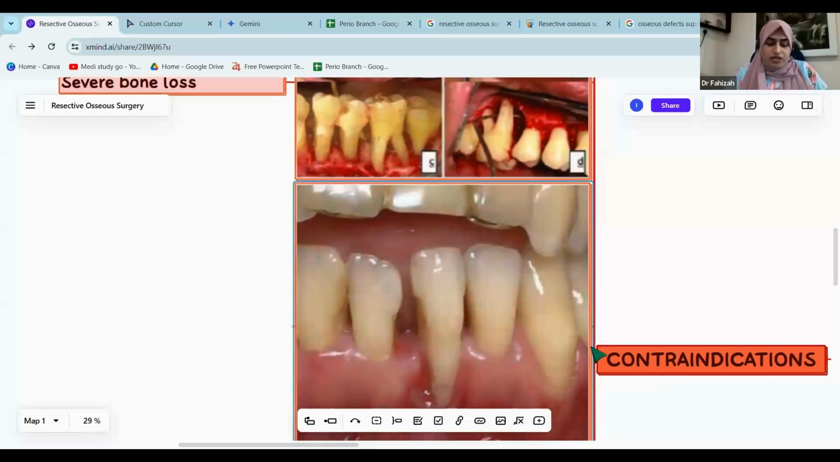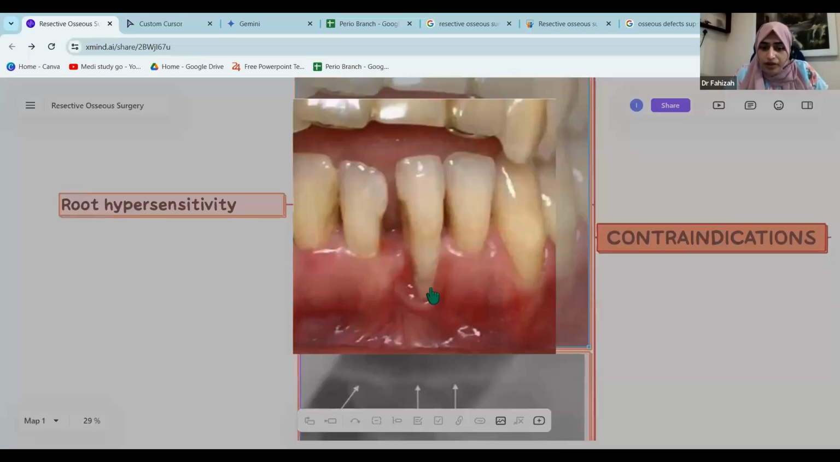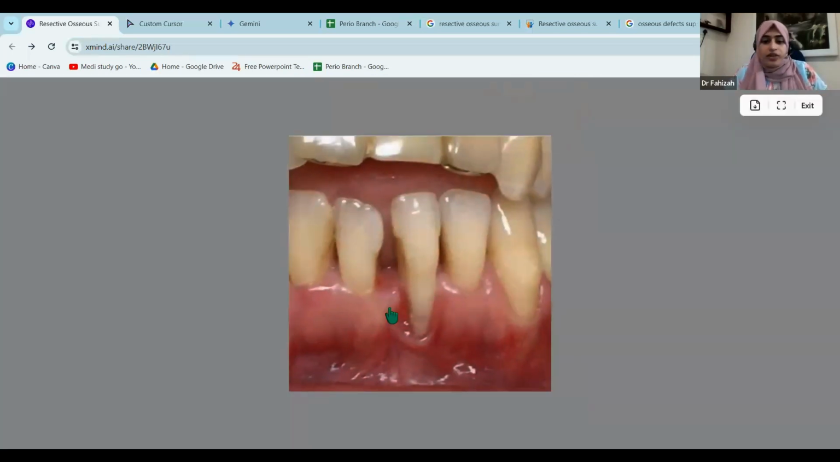Then root hypersensitivity. So already there is a root recession over here. Already the root is very sensitive. So in this case, if you do any bone resection procedures around this, there are more chances of hypersensitivity happening over here. So that's why we avoid such cases as well.